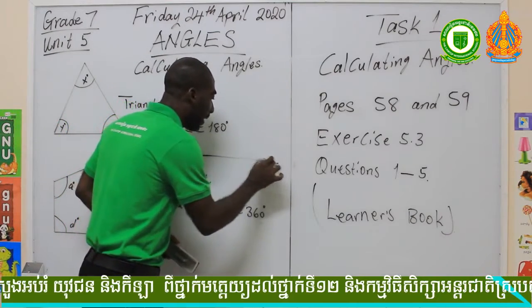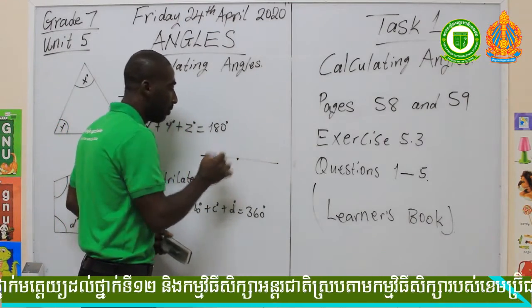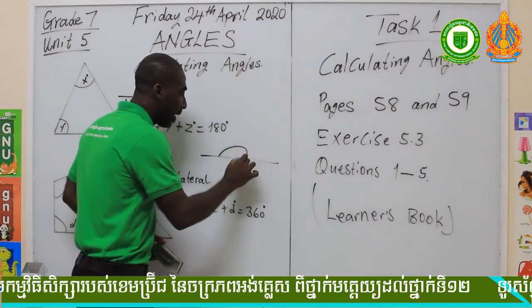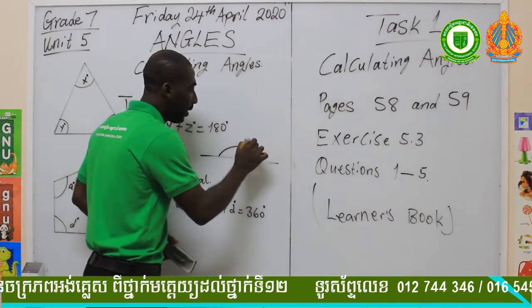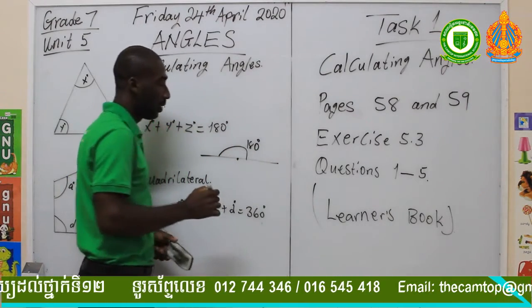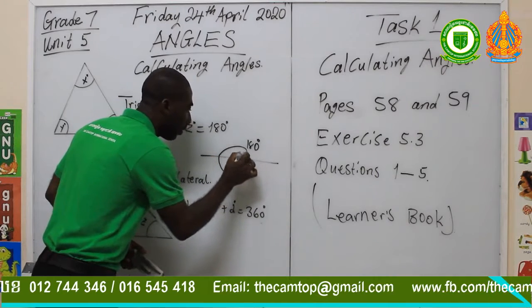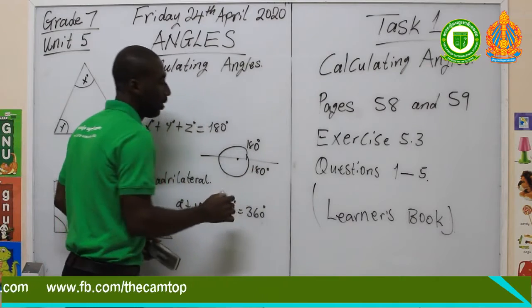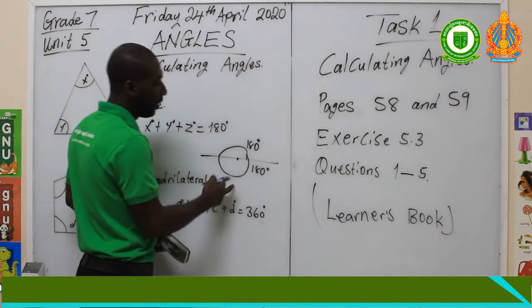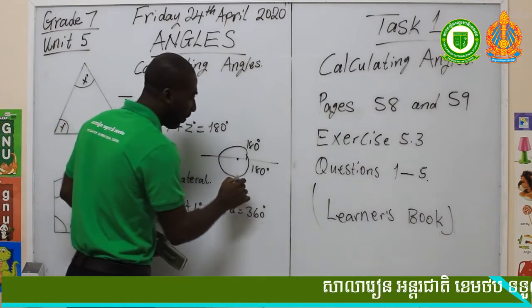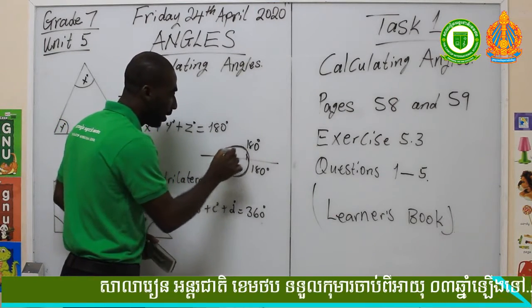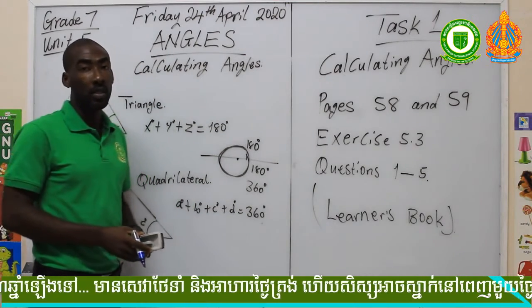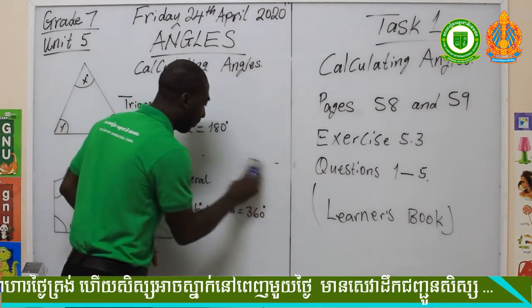Assuming you have a straight line, and this is your center. You remember that the angle on a straight line is 180 degrees. And this part also becomes 180 degrees. So your 180 plus 180, a complete circle, will give us 360 degrees. Okay? Very good.